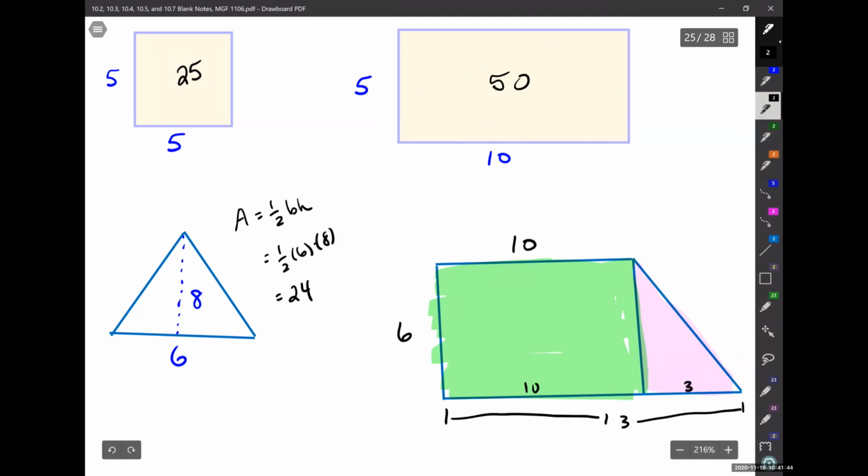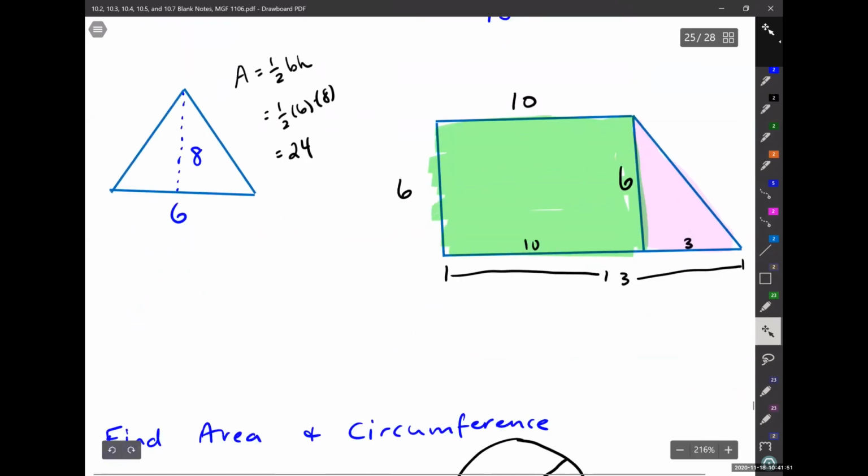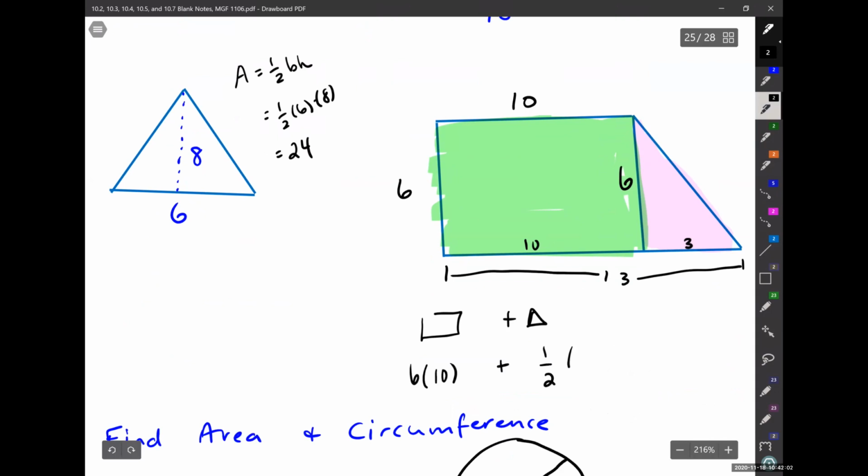And by symmetry, if the height is 6 on one side of the rectangle, it should also be 6 on the other side of the rectangle. So we could find that area by taking the area of the rectangle plus the area of the triangle. So that's 6 times 10, length times width for the rectangle, plus 1/2 base times height. And I believe when we do that, we should get 69.